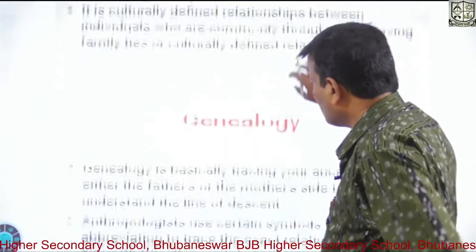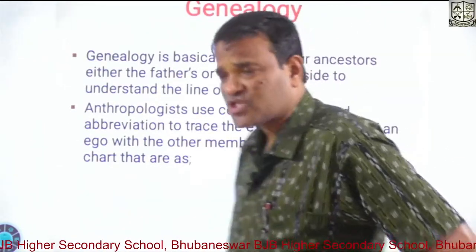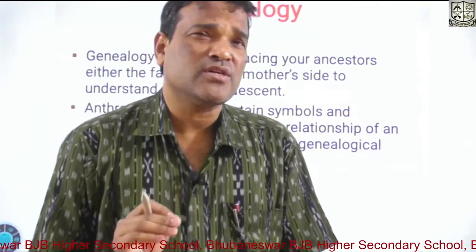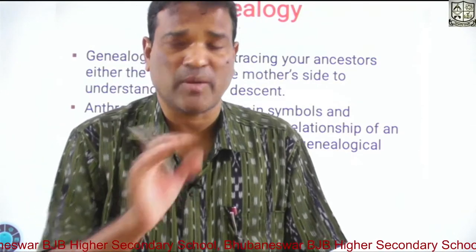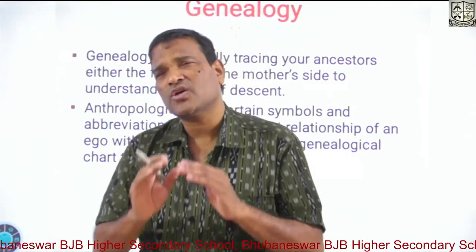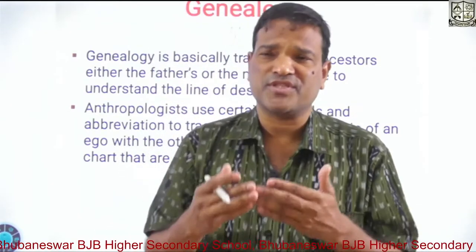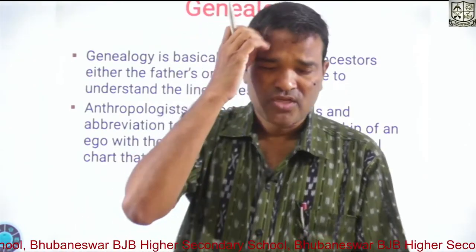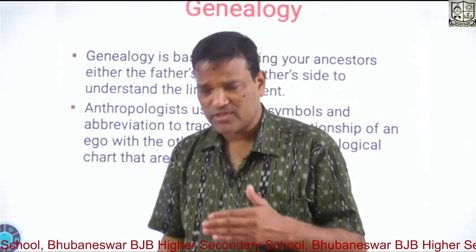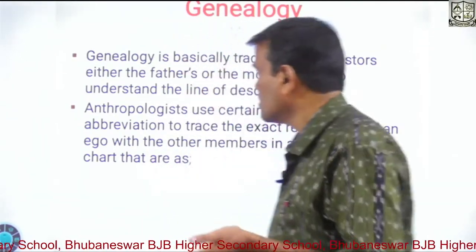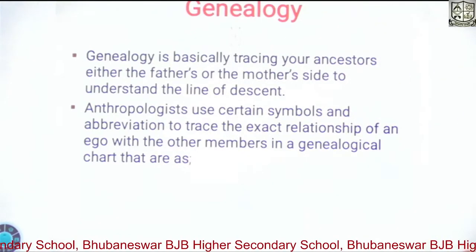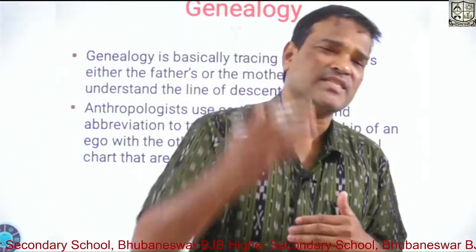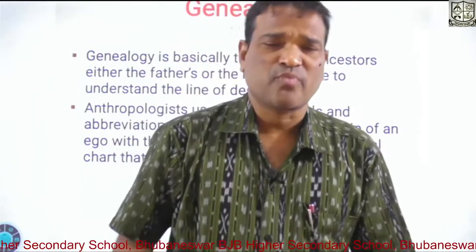Okay, so before discussing the kinship systems or kinship organization in detail, first we have to know the genealogical aspects of the family. Genealogy means tracing your origin through a particular lineage or descent. So genealogy, the ancestral parental origin, is basically tracing our ancestors, either the father line or mother line, to understand the descent. So one can trace his or her identity through the father line or through the mother line.